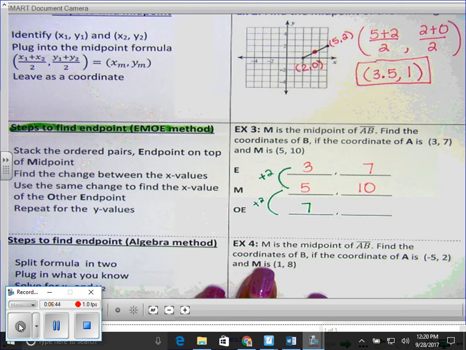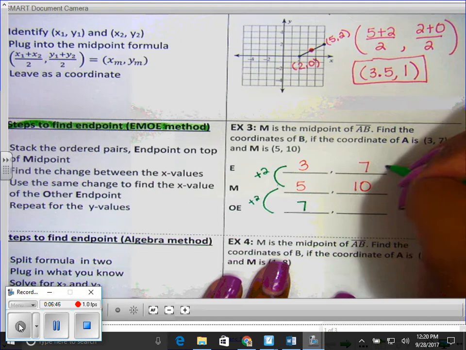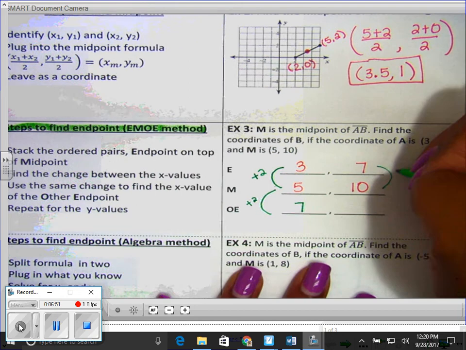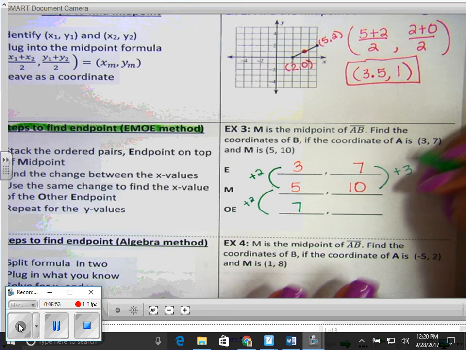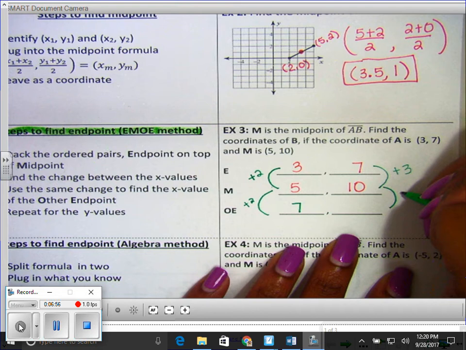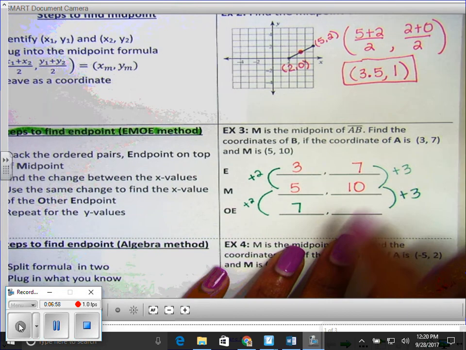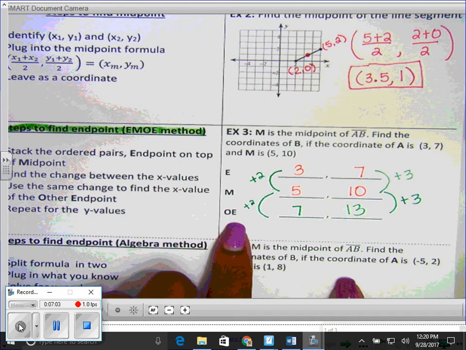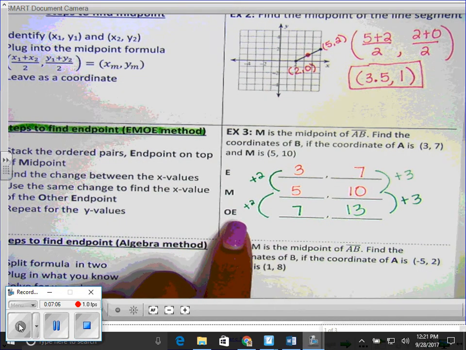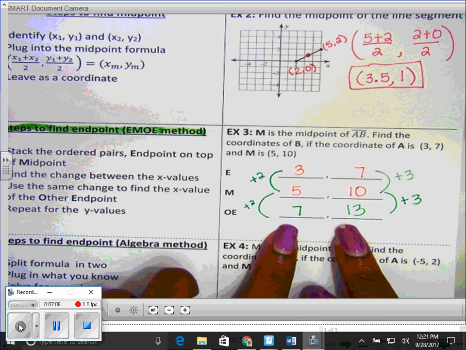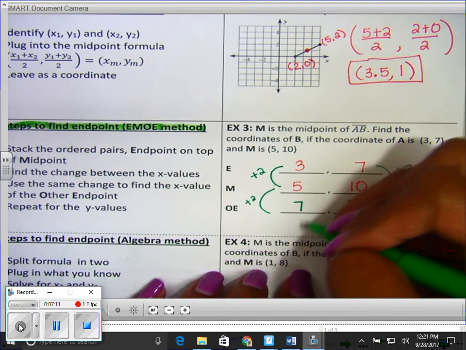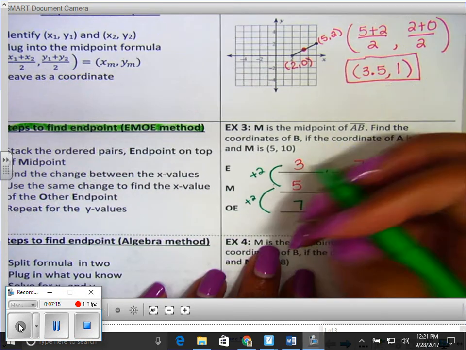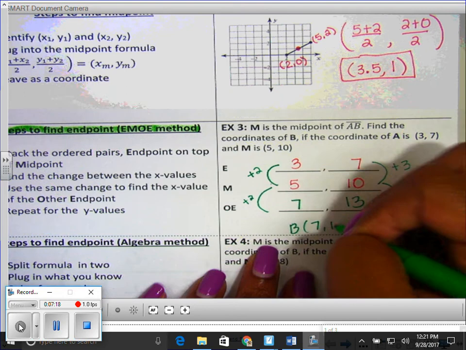Good. All right, so let's go to the other side. If we're at 7 and we go to 10, what did we do? We added 3. So we have to do the exact same thing to get to the other endpoint. So we're going to add 3 to 10, and what do we get? 13. So this tells me the ordered pair for the other endpoint is 7, 13. And the other endpoint in this case is B. So the ordered pair for B is 7, 13.